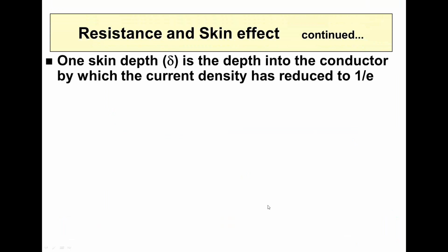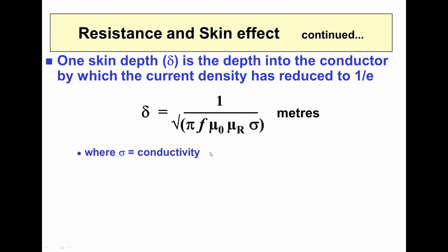As I said, one skin depth is the depth into the thickness of the conductor at which the current density is reduced to 1 over e. This e here is that magic number that mathematicians like. I forget what it is. Its natural logarithm is the same as itself or something. Whatever. Who cares? It's a magic number. Here's the expression for the skin depth, delta: 1 over the square root of pi times frequency times mu naught times mu r times sigma, the conductivity. You can also see versions of this where they use resistivity, which appears on the top. Of course, resistivity is just the inverse of conductivity.